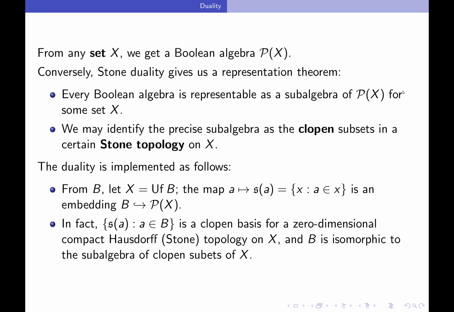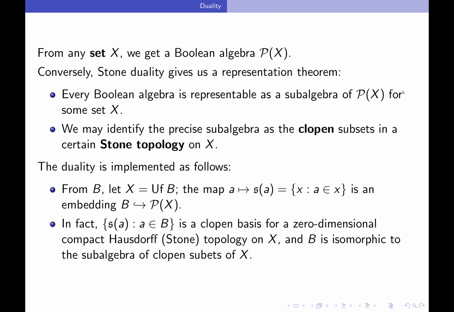So how do you implement this duality? If you give me a Boolean algebra B, I can look at the ultrafilters, and this map that sends an element a to those ultrafilters that contain it will be a Boolean algebra embedding of B into P of X. These sets S of a actually are a clopen basis for a Stone topology, by which I just mean zero-dimensional compact Hausdorff. And so B is exactly isomorphic to the clopen subsets in this topology. That's how you identify the image of the embedding.